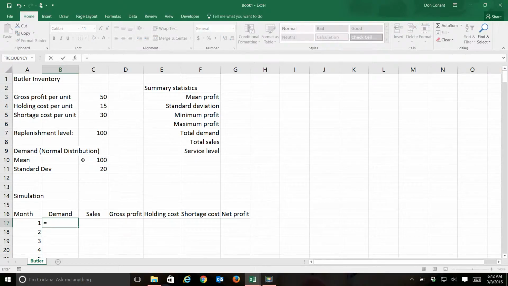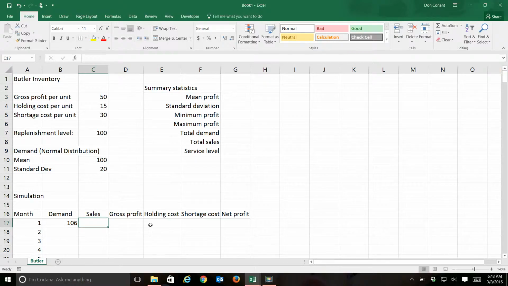So I'm going to go ahead and use my norm.inverse function to get the level of demand, but I'm going to make that value an integer. So I'll use the integer function and then the norm.inverse function. The probability will assign the probability at random based on a distribution with a mean of 100, and I need to make that absolute because I want to copy this, and a standard deviation of 20, and again absolute because I want to copy this down. Then I want to be sure to close off my integer function with a parenthesis and press enter, and there we have a value at random. Again, your value will not match my value. These are generated at random.